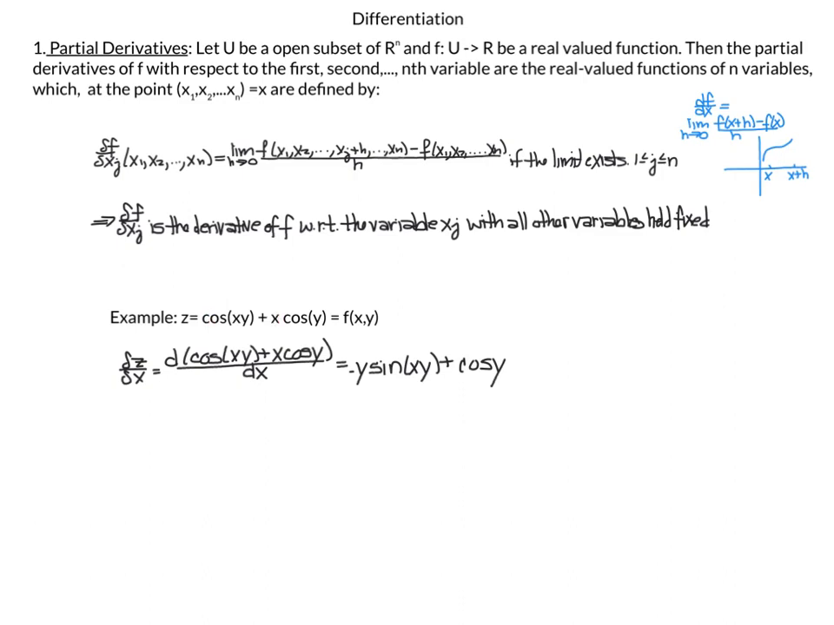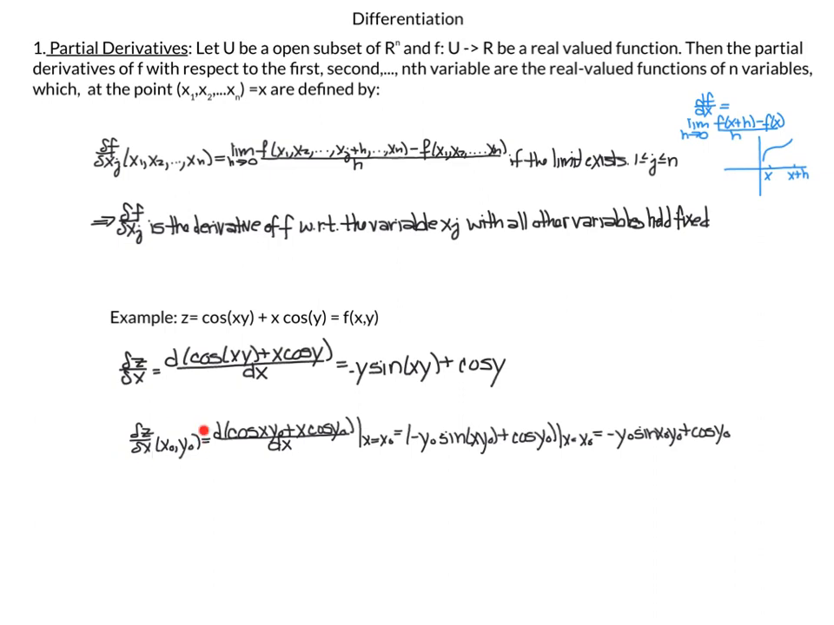So when I have the derivative of cosine of x times a constant, that's just equal to negative, we bring out the negative sign, and we have to multiply by the constant, so negative y sine of xy. Here, since y is a constant, cosine of y is a constant. So x times a constant, the derivative is just the constant.